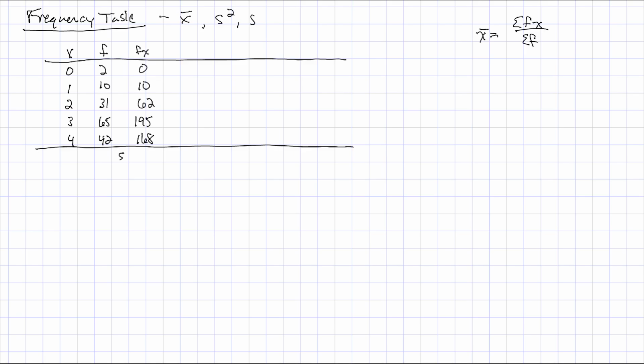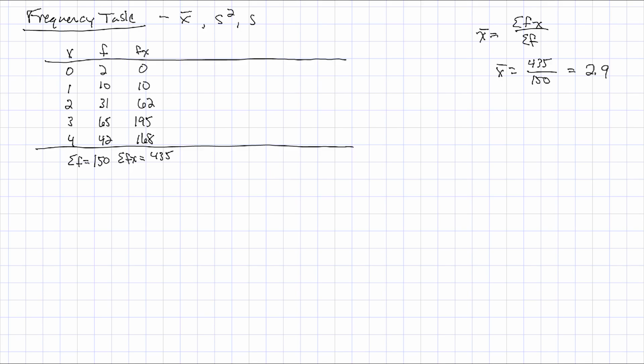The sum of the f times x column is 435. So our average is 435 divided by the sum of our frequencies, which is the sum of the f column, and that is 150. So our average is 2.9. We need this average to calculate our variances.